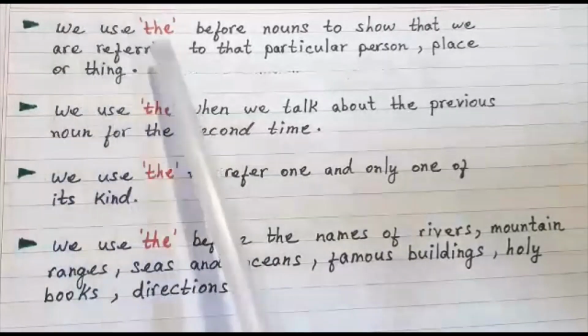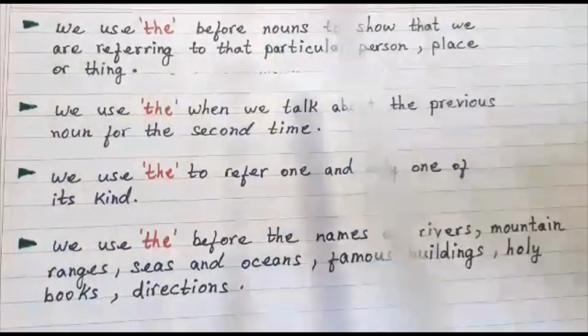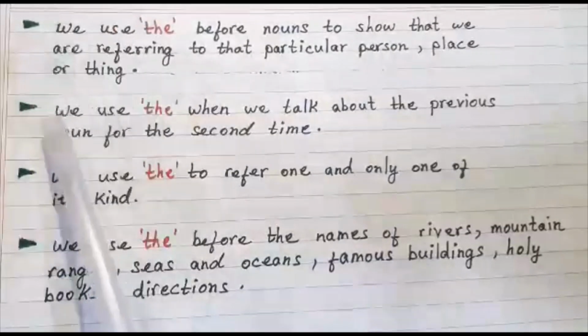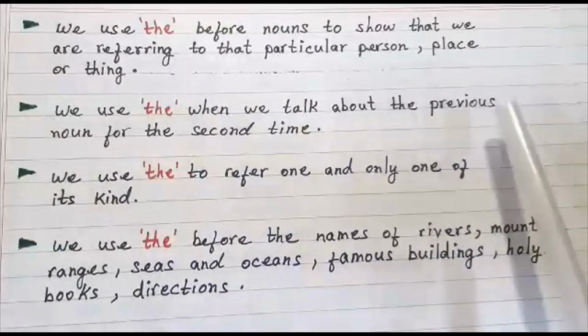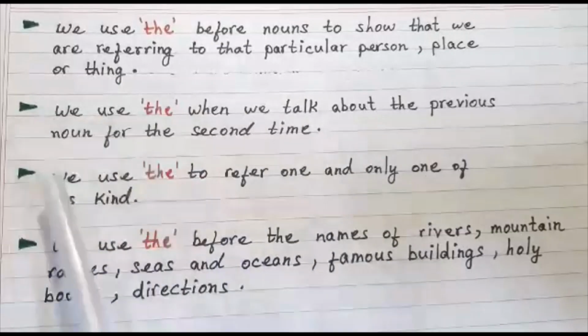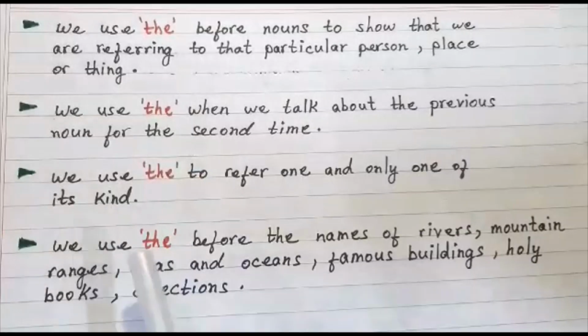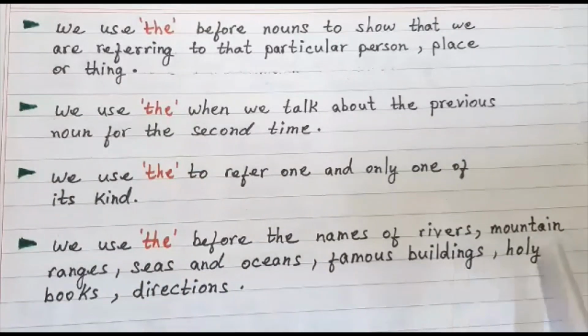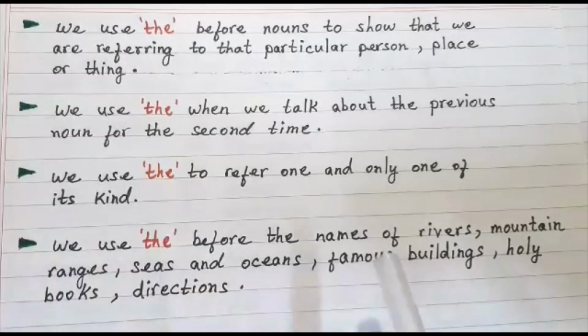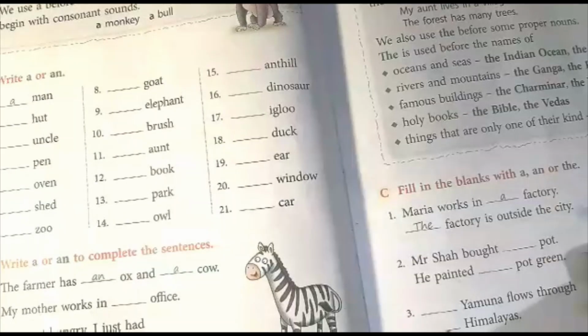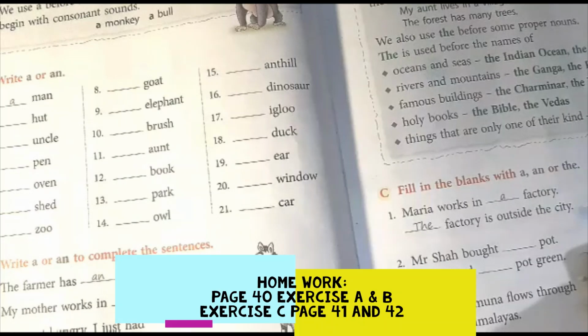We use the before nouns to show that we are referring to that particular person, place or thing. We use the when we talk about the previous noun for the second time. We use the to refer to one and only one of its kind. We use the before the names of rivers, mountain ranges, seas and oceans, famous buildings, holy books, directions. I hope this video will help you to understand the use of articles a, an, and the to some extent.